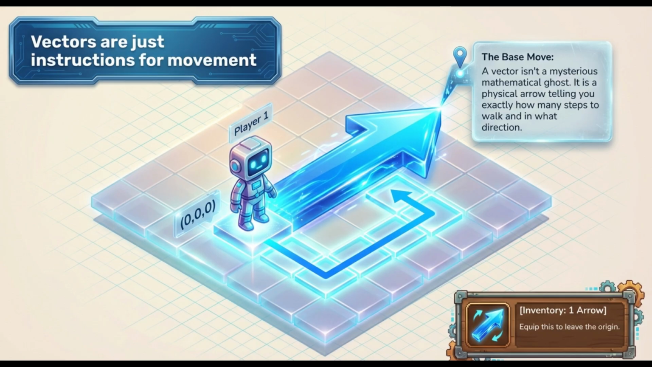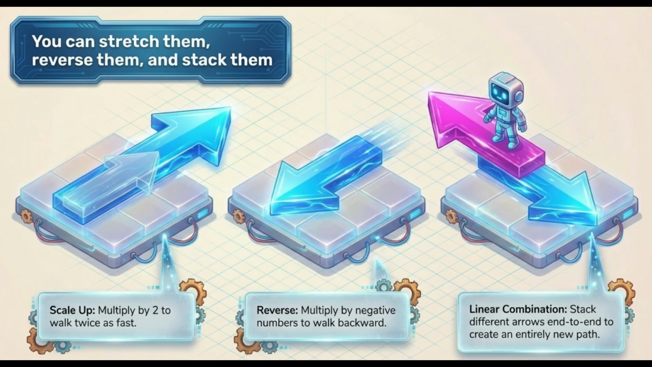Right, vectors, which, forget the idea of a vector as some mysterious mathematical ghost. Think of it as an item in your game inventory. Oh, like a physical tool. Exactly. It is a physical arrow dictating a specific movement instruction, like a treasure map saying, take 3 steps forward. And those arrows are incredibly adaptable because when your character sprints, the game engine is simply scaling up that movement arrow by, well, multiplying it. Yep, just multiplying it. And if you walk backward, the engine multiplies your forward arrow by a negative number.